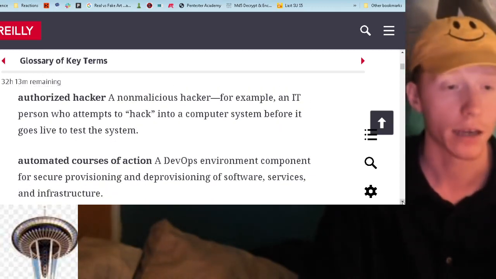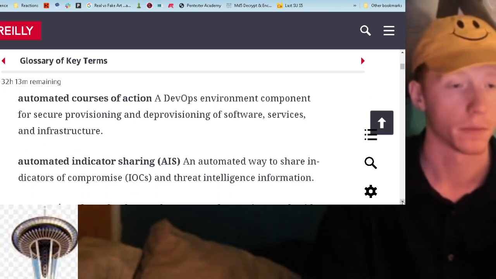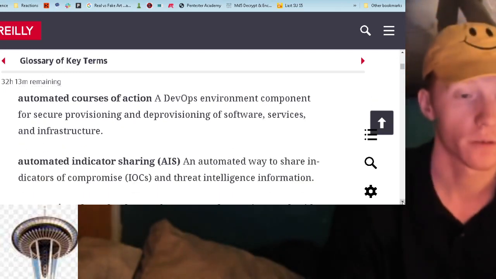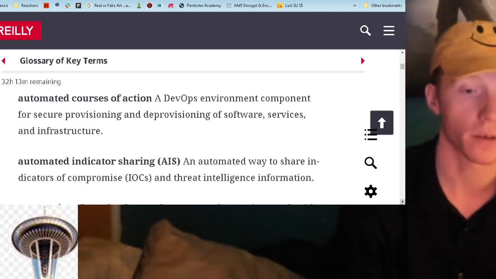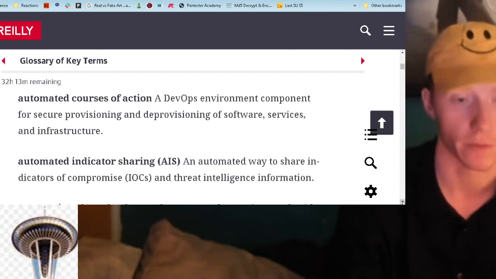An authorized hacker is an IT person who is allowed to do it before it goes live. And automated courses of action: a DevOps environment component for secure provisioning and deprovisioning of software, services, and infrastructure.